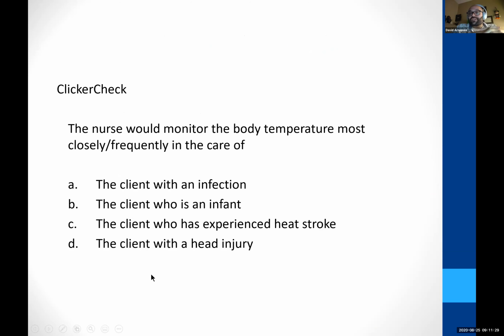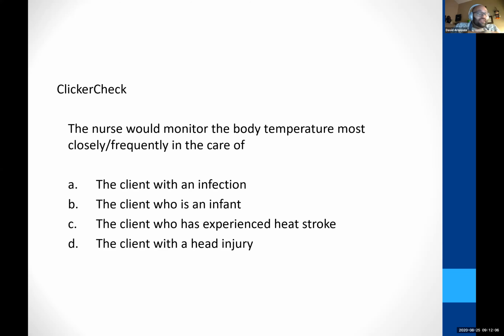All right, you wanted clicker checks, you wanted NCLEX questions, here you go. Let's start with it. The nurse would monitor the body temperature most closely, most frequently, in the care of what? Someone with an infection, an infant, someone who experienced heat stroke, or someone with a head injury? One of them is the right answer. I just threw this in because you wanted to know NCLEX questions, and we're going to start with it.